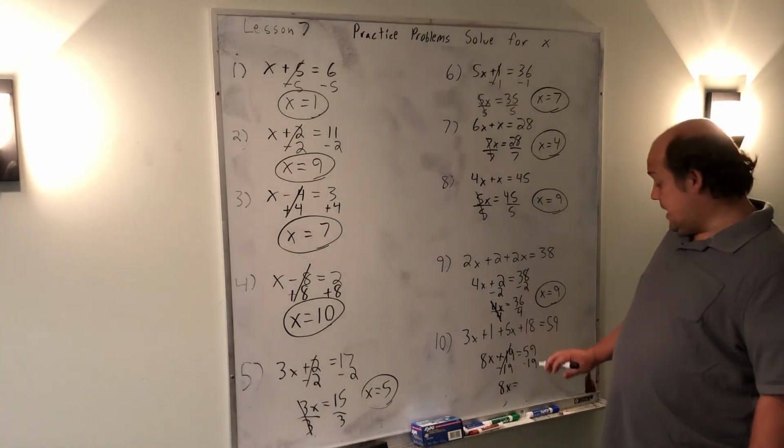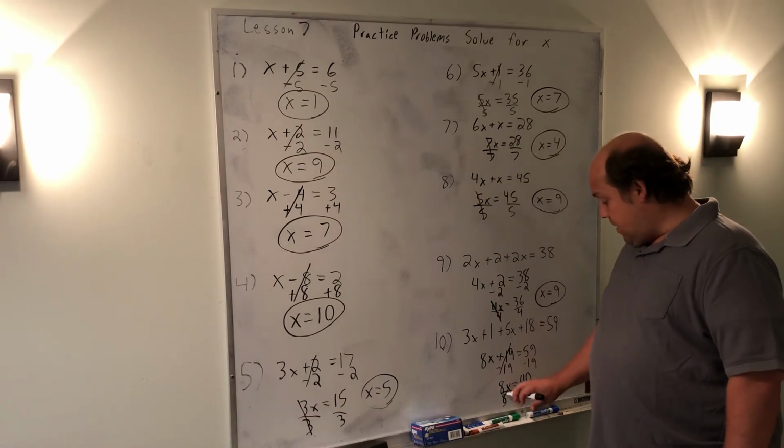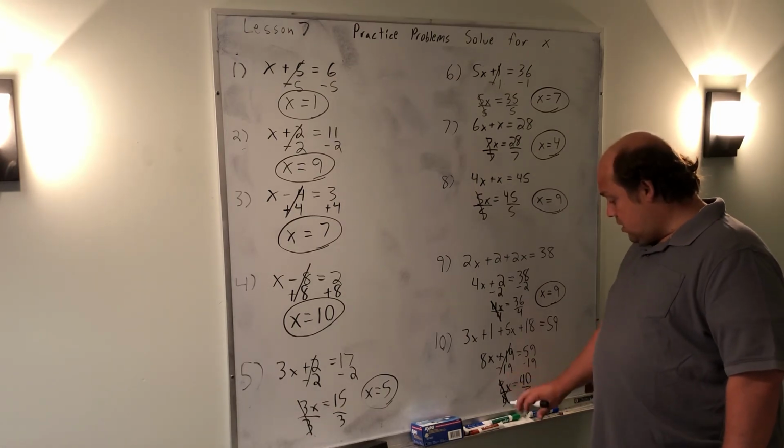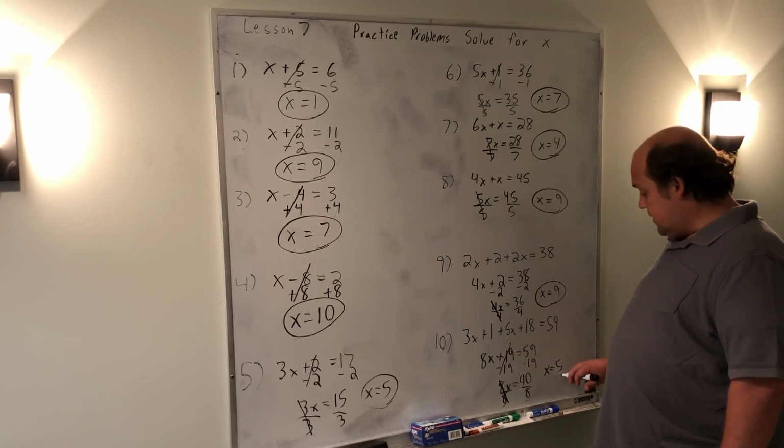On the right-hand side, 59 minus 19 leaves me with 40. I can then divide by what's in front of the x, 8. Those will go away and leave me with x equals 40 over 8, which is an answer of 5.